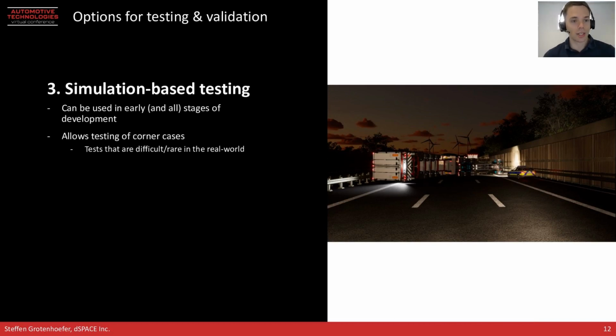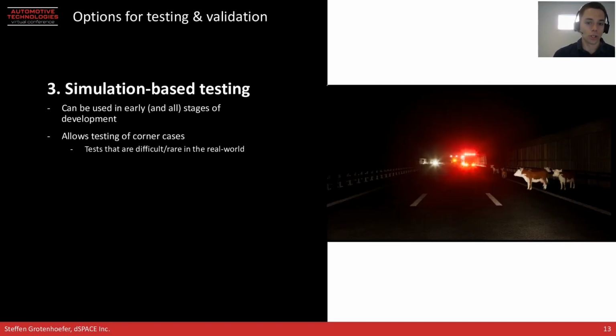Second big advantage is it allows testing of corner cases. So we mentioned before that if you do data replay or real-world testing, you're limited to what happens in the real world or in your data logging test drive. In simulation, like we see here in the screenshot, you can artificially create situations that are probably difficult in real life, like this accident situation with the truck here, or also situations that are very rare or hard to encounter in real life at all.